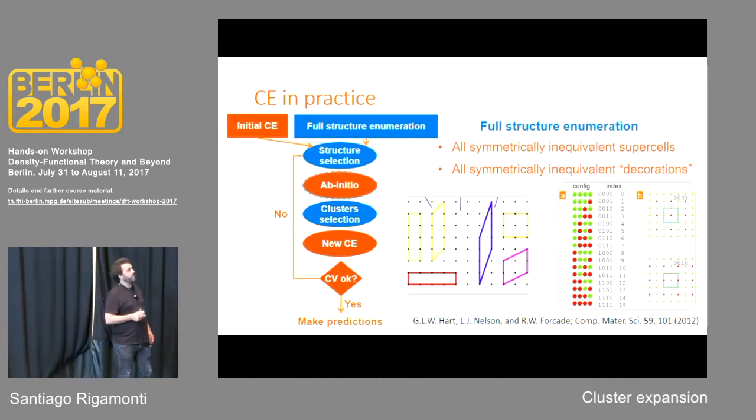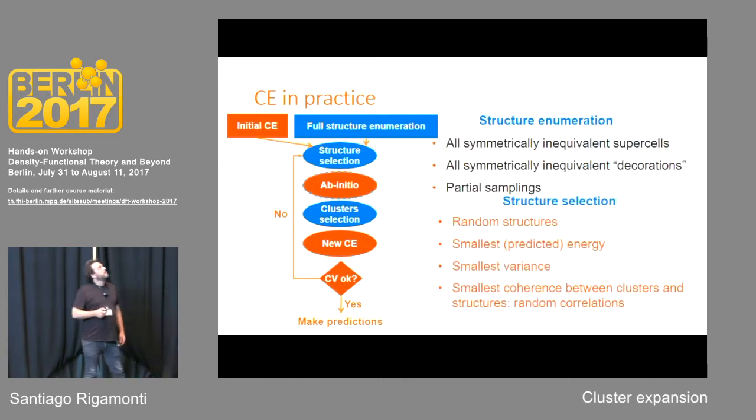And then for every one of them, you should consider all possible decorations of this cell with atoms A and B. These are represented here in a binary form. So this is basically what comes out of the full structure enumeration. Then you have to make a structure selection.